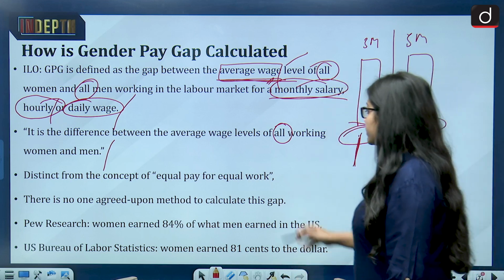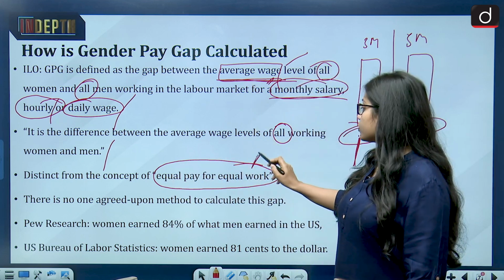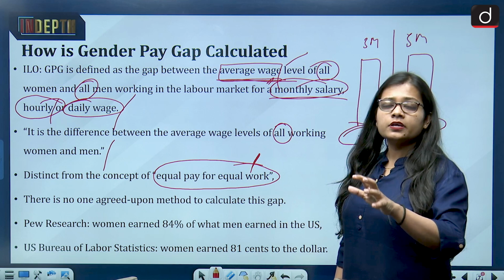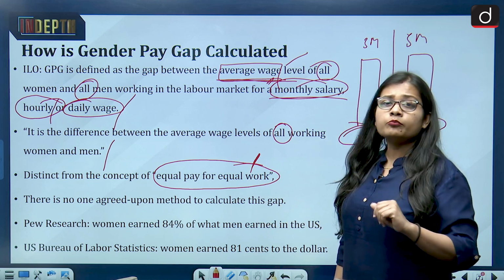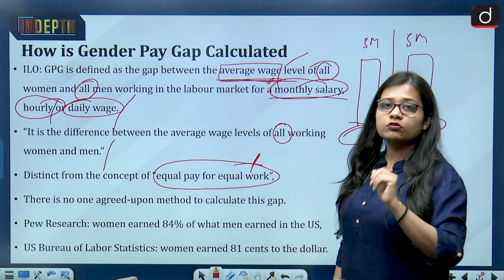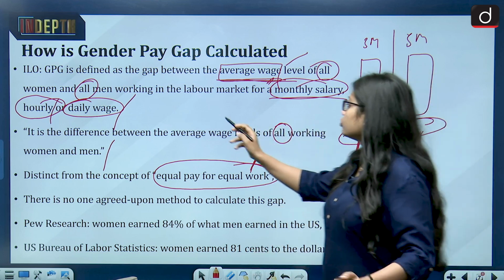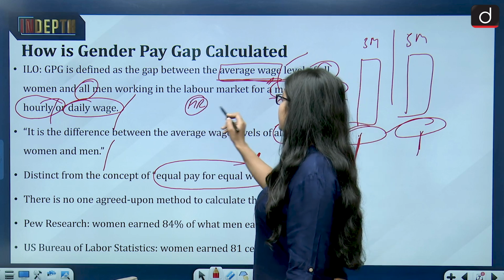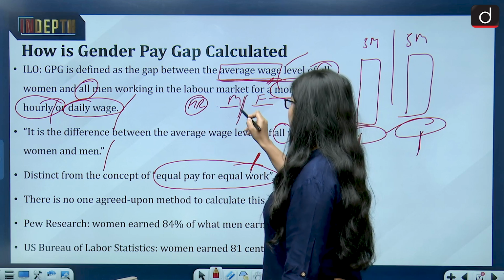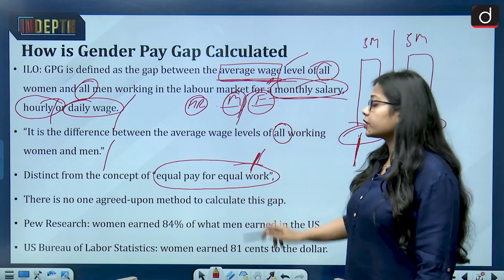This is distinct from the concept of equal pay for equal work, because ILO is not talking about that concept. It is saying that on an average, males are very highly paid as compared to females, if we take it out. But equal pay for equal work means that if there are two individuals, for example two HR heads in a company, one male and one female, they should be paid equally. This is what the concept of equal pay for equal work means.